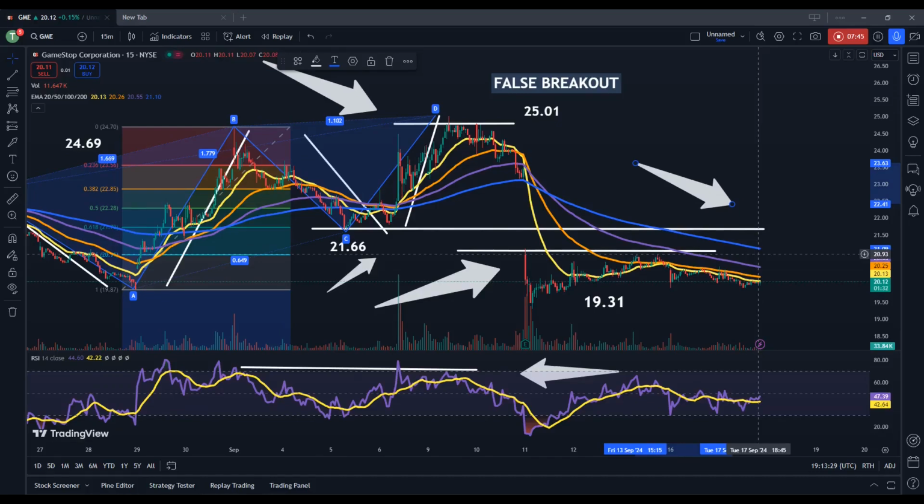So here's the stock market update for GameStop Corporation, stock ticker GME.